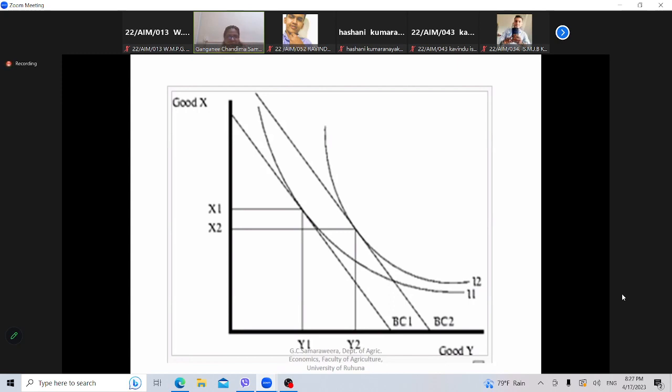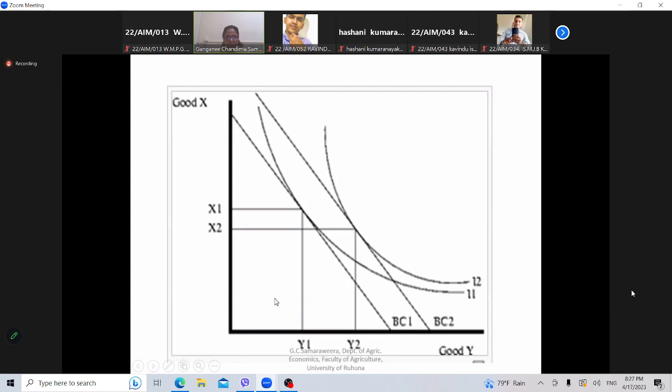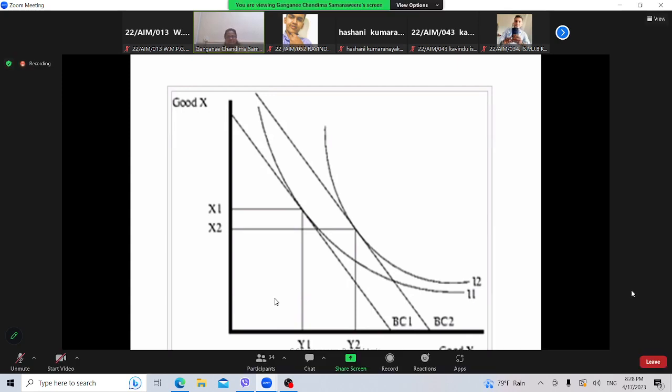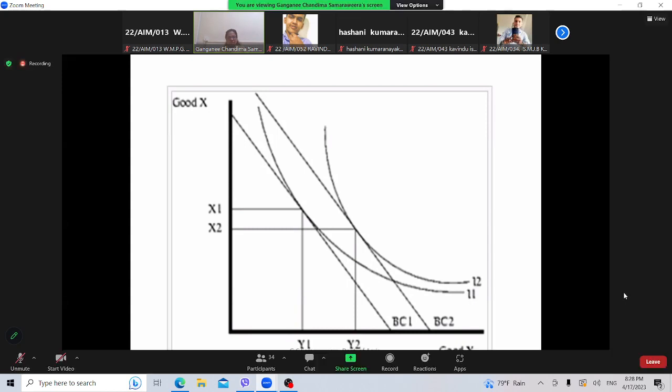See carefully what happened to the quantity demanded when income increases from I1 to I2. What is the normal good? What is the inferior good?